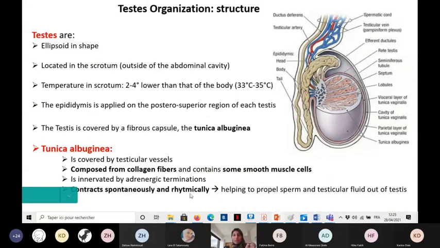So it can contract to propel, like we said, the sperm cells and the testicular fluid, because there is a testicular fluid also in the lumen of those seminiferous tubules, which will be propelled with the sperm cells to the epididymis. So this tunica albuginea contracts rhythmically and spontaneously to propel those spermatozoa with the testicular fluid.